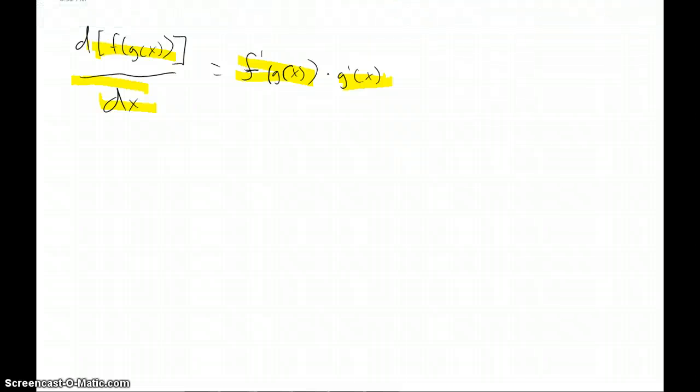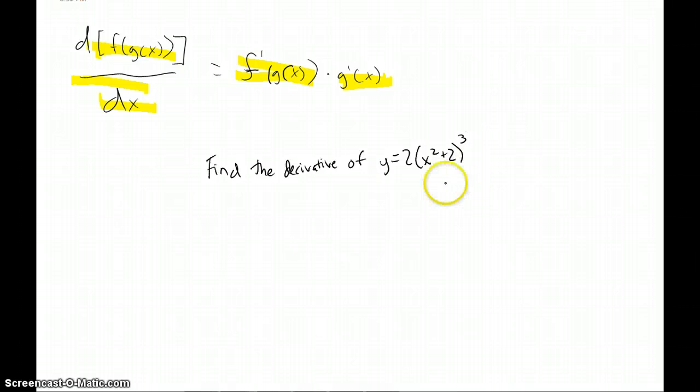Alright, thank you, Trey. Now I'm going to go through some examples on how to apply the chain rule. So say a problem states find the derivative of y equals 2 times (x squared plus 2) cubed. Using the chain rule, you would first take the inside function, which we'll call g of x, which would equal x squared plus 2.